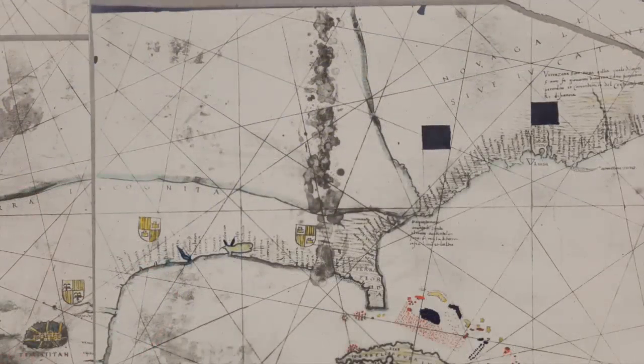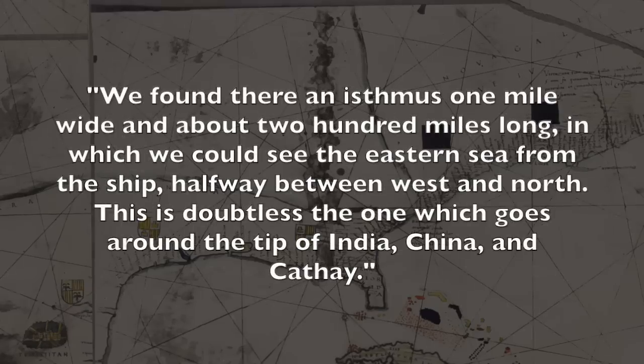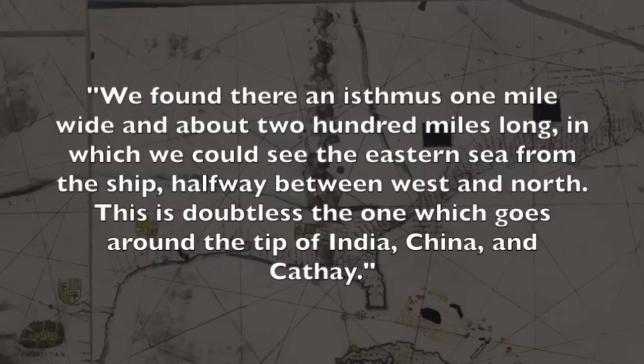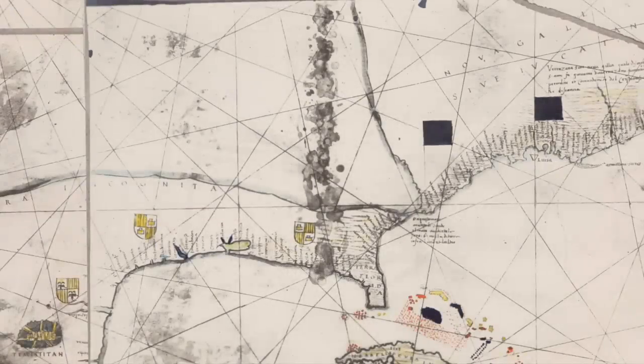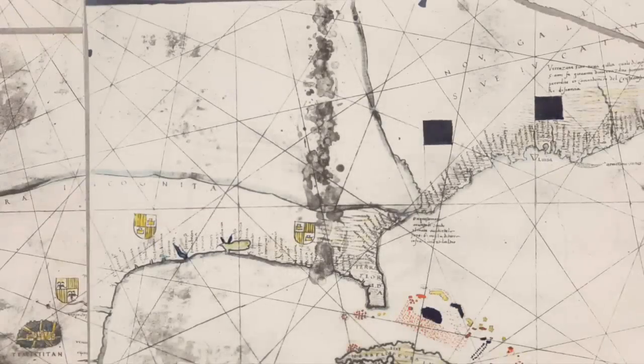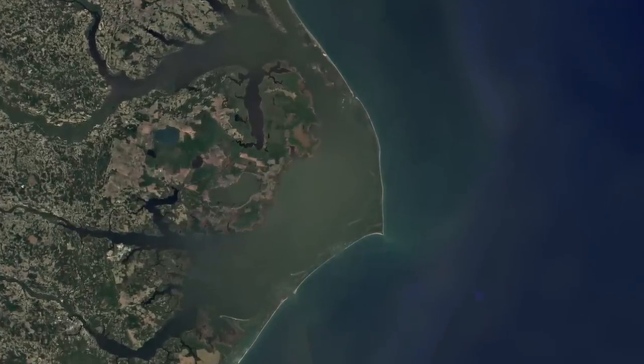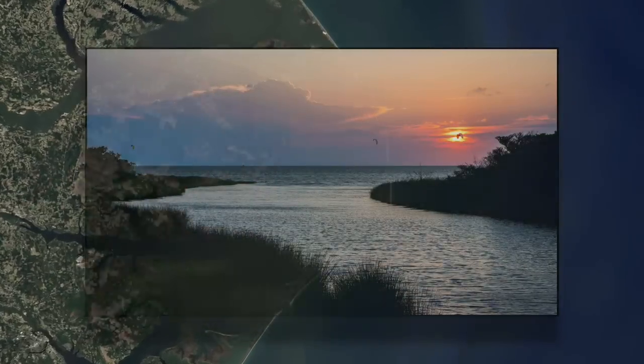In a letter to Francis I, Verrazzano wrote, "We found there an isthmus 1 mile wide and about 200 miles long, in which we could see the eastern sea from the ship, halfway between west and north. This is doubtless the one which goes around the tip of India, China, and Cathay." However, Verrazzano was unable to find an inlet to sail through and confirm what he believed he was looking at. He and his crew were actually looking at Pamlico Sound in the modern-day U.S. state of North Carolina, not the Pacific Ocean.